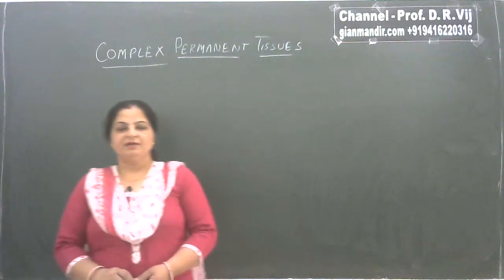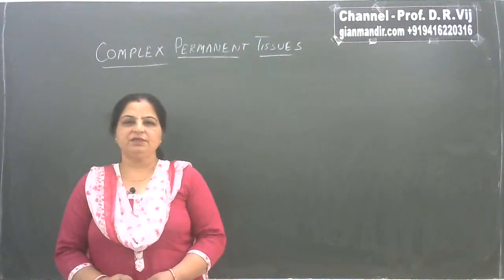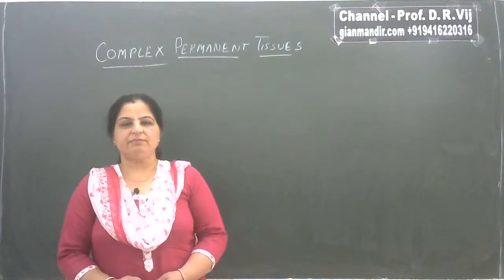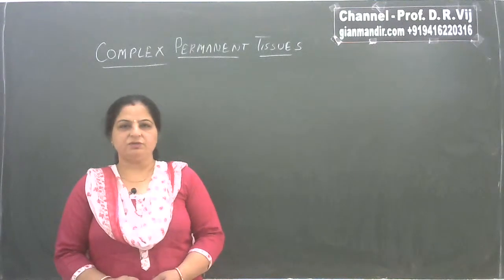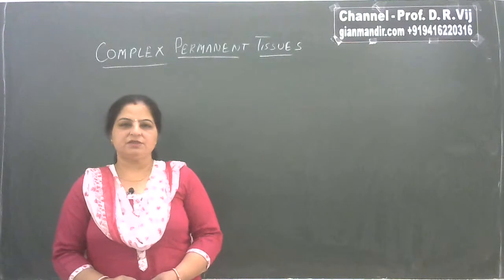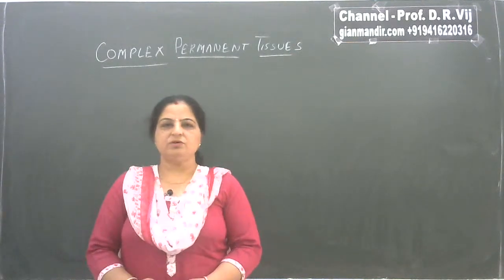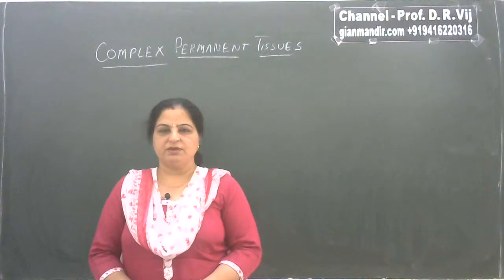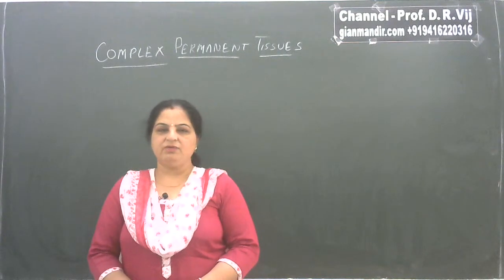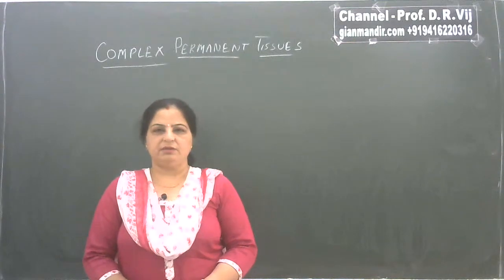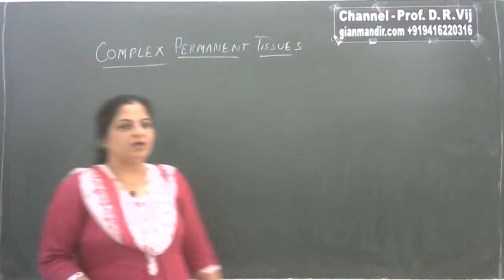Hello everyone. So welcome back to our discussion about plant tissues. In earlier lectures, we were discussing the simple permanent plant tissues, and today our topic of discussion is complex permanent plant tissues. As you know, complex permanent plant tissues are the tissues that contain various types of cells, but all these cells combine together to perform a specific function.